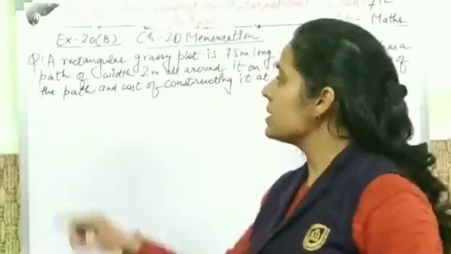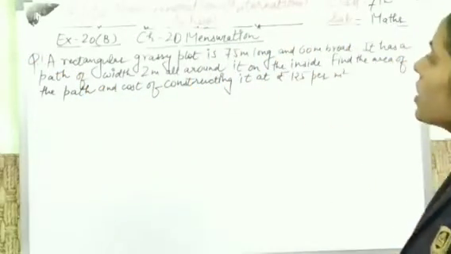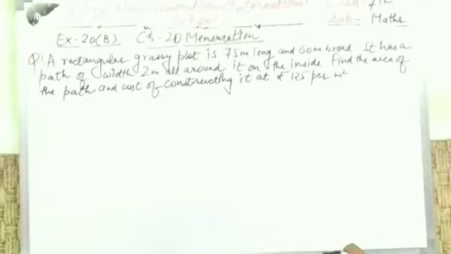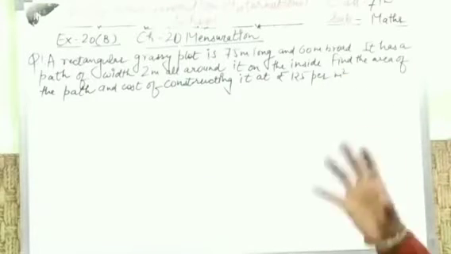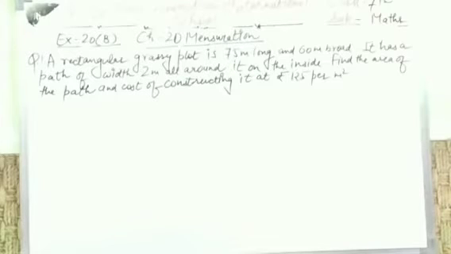So question 1 is, a rectangular grassy plot is 75 meter long and 60 meter broad. It has a path of width 2 meter all around it on the inside. Find the area of the path first and the cost of constructing it at rupees 125 per meter square.